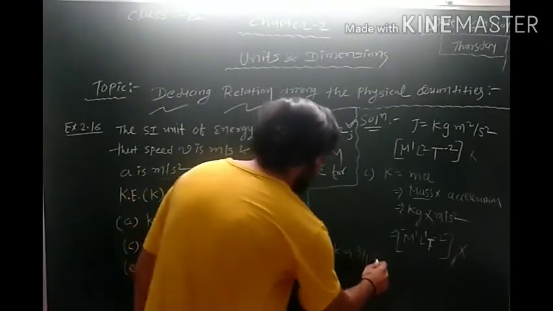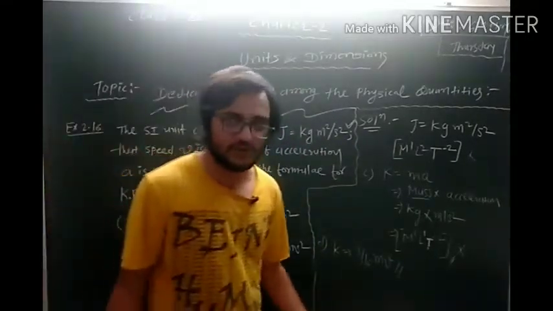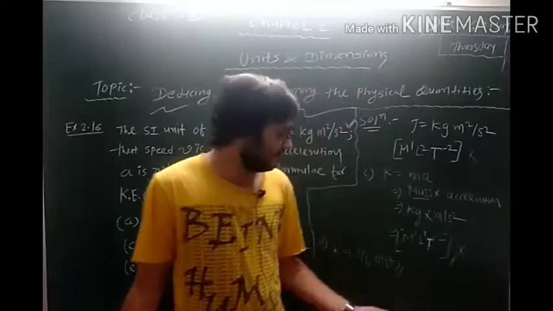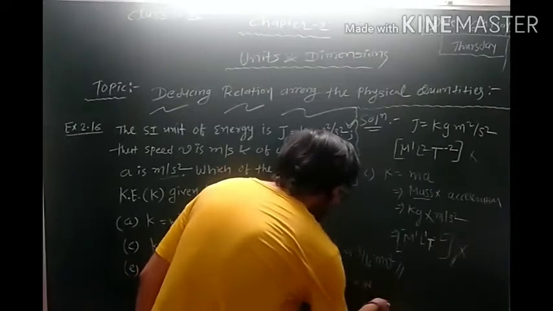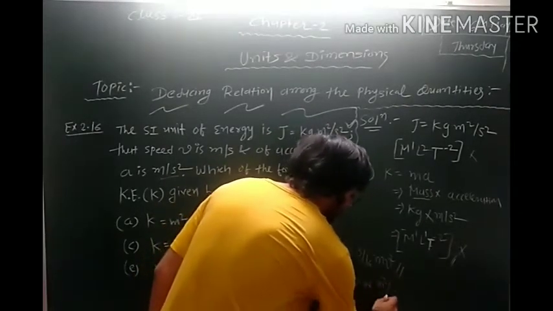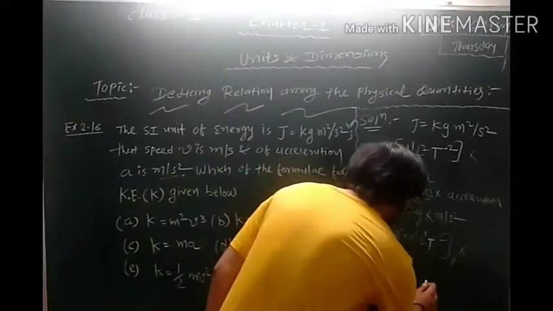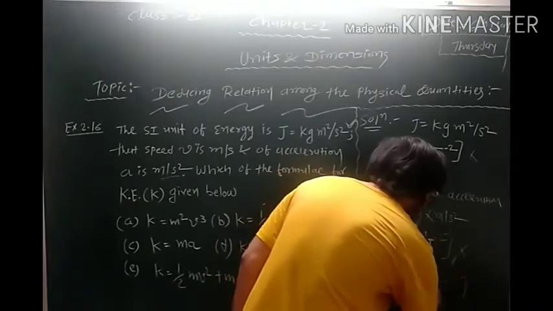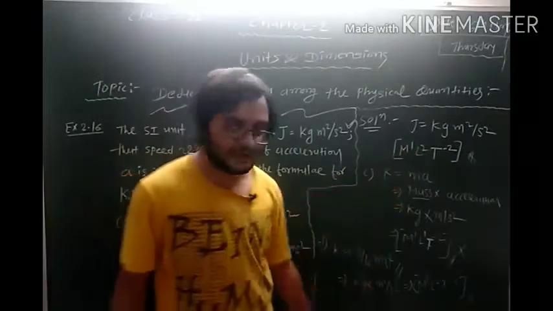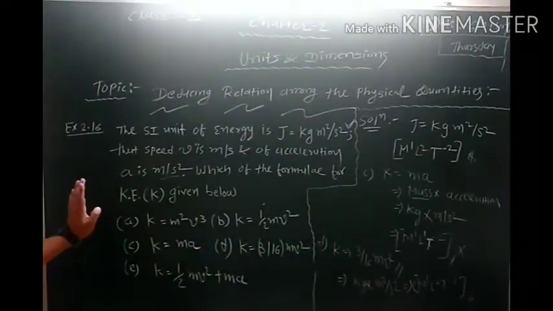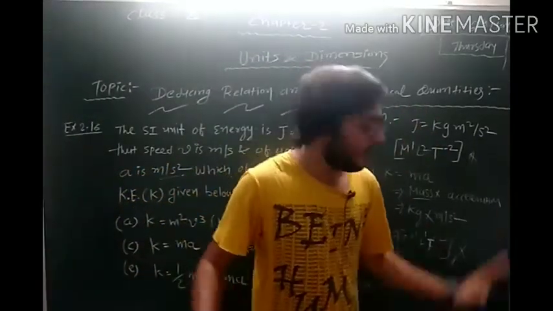Now we check another example, that is given K equals 3/16 mv square. Here 3/16 is a rational number, so it is dimensionless, and mv square is mass into velocity square, that is meter square per second square. So the dimensional formula of this equation is M1 L2 T raised to minus 2, which matches our energy equation. So both are dimensionally correct. So option B and option D are dimensionally matching our energy equation.